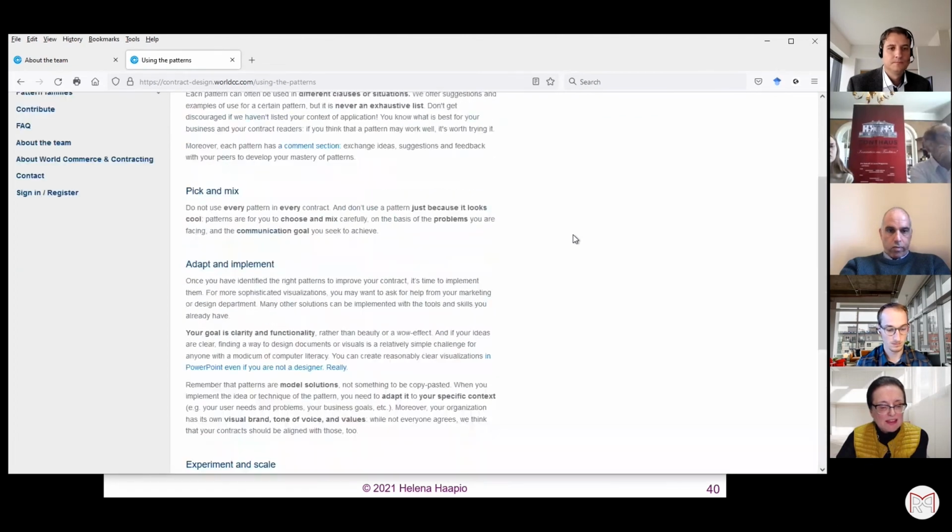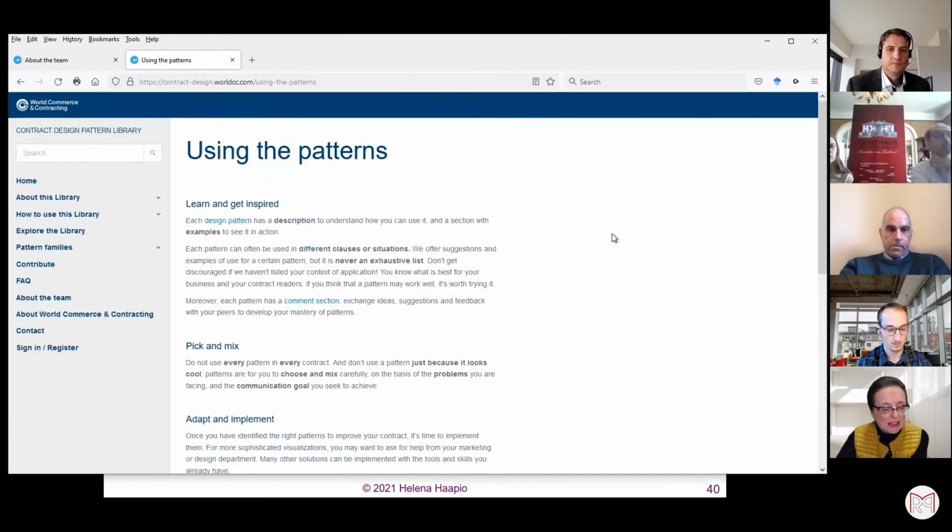You can experiment and scale, but please remember that patterns are there for concepts and ideas. They are not there to be copy-pasted. So you're supposed to get and do your own, but you're not supposed to copy-paste. They are copyrighted by other people.